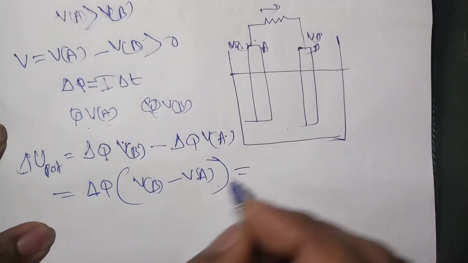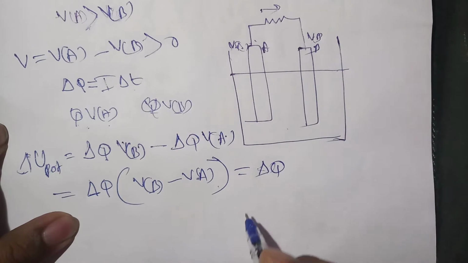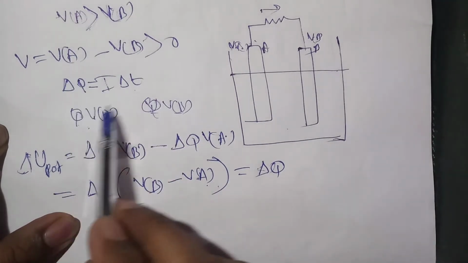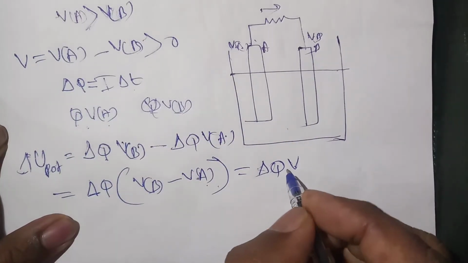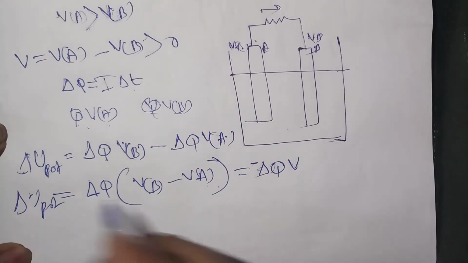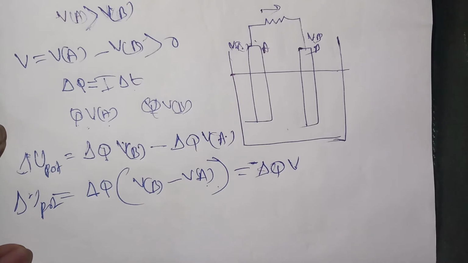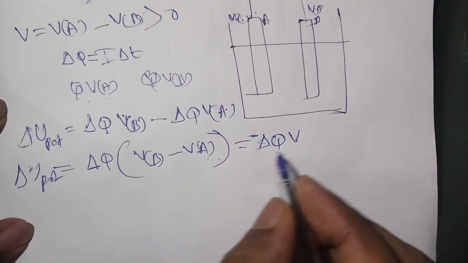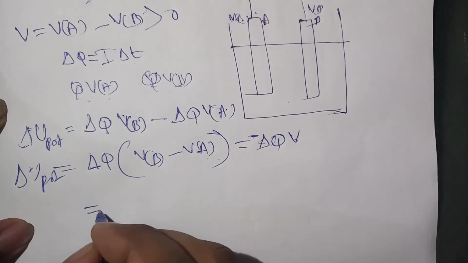So here we can see this delta Q I am writing same here, delta Q. But how can we write this VB minus VA? VA minus VB is our V here. So this will be minus V. So I am putting a V here and a minus sign here. So the change in potential energy is given by minus delta Q into V. Now you know that this change in potential energy is given by delta Q into V, and there is a minus sign also.